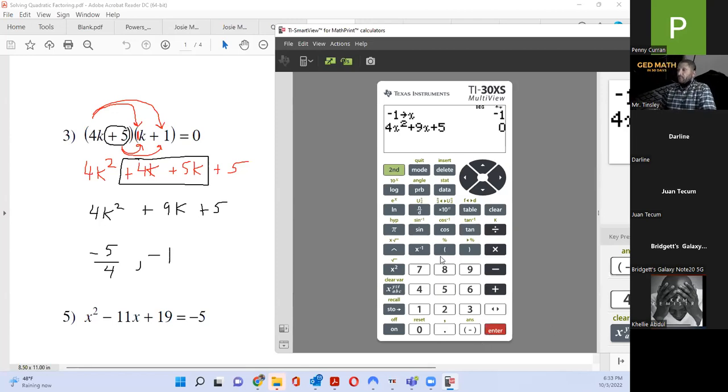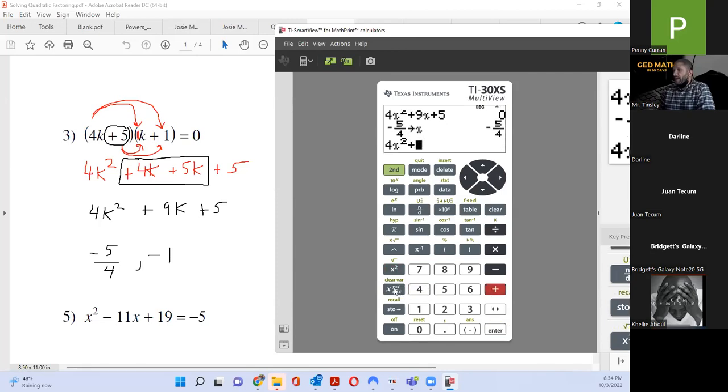Now, let's try minus 5 fourths, okay? So because it starts with a negative, I'm going to do minus 5 over 4 store X. Again, it's the same process. And I'm going to plug it into my quadratic equation. 4X squared plus 9X plus 5. Let's see if I get 0. Did I get 0? Yes. We know our solutions solve this quadratic equation. Okay, so that's one of the ways that if you're taking your GED and they give you answers for the quadratic equation, plug them in. Then you don't have to even do all this work. But that's if you know how to use this calculator. So make sure you spend time using the calculator.